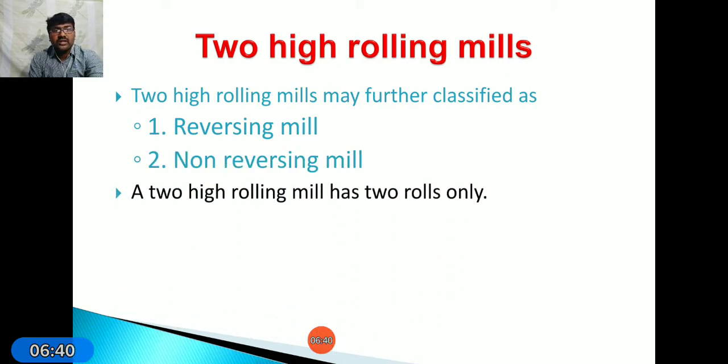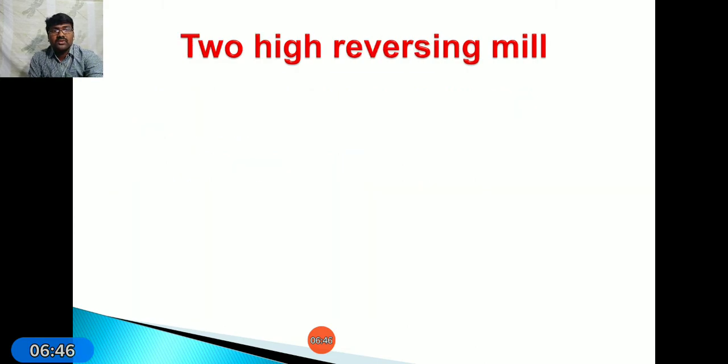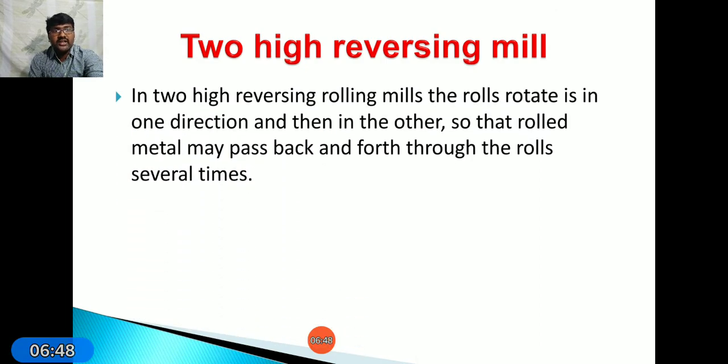A 2 high rolling mill has 2 rolls only. Coming to the 2 high reversing mill: in a 2 high reversing mill, the rolls rotate in one direction and then in the other direction, so the 2 rollers rotate in opposite directions. In that way, the workpiece will move forward, so that the rolled metal may pass back and forth through the rolls several times by using this 2 high reversing mill.